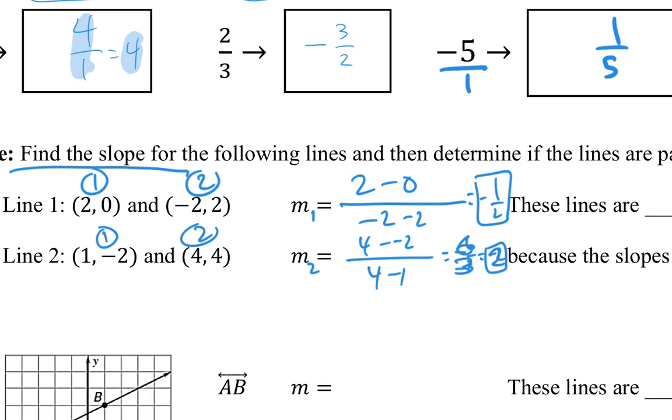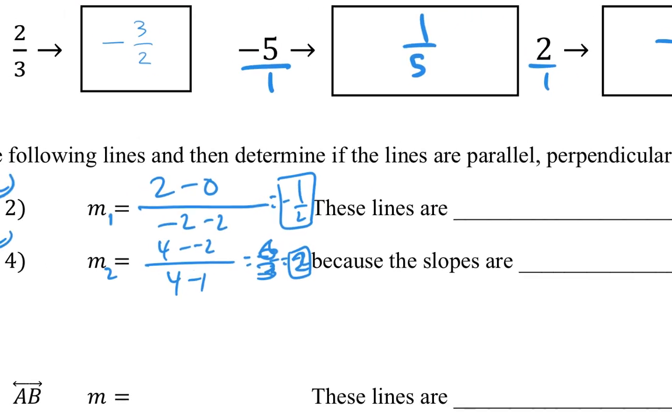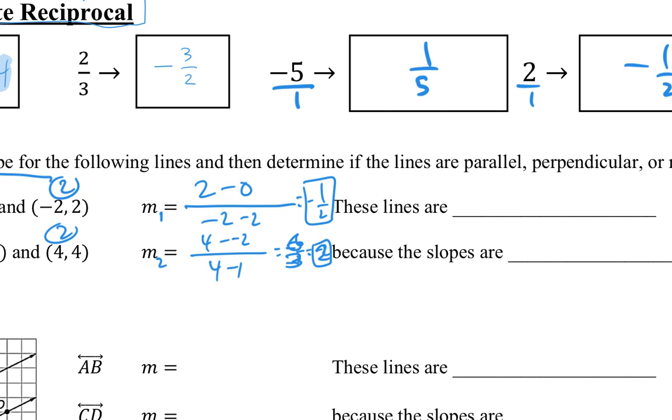Okay, so we have negative 1/2 and positive 2. Well, positive 2 is the same thing as 2 over 1, right? So these lines are perpendicular. We'll use this symbol right there for perpendicular, because the slopes are opposite reciprocals.